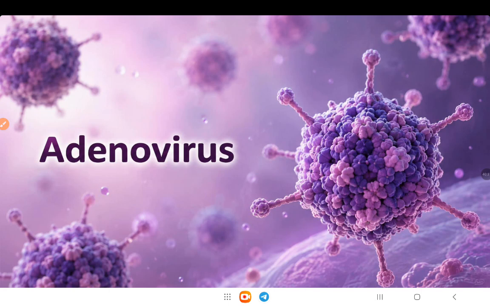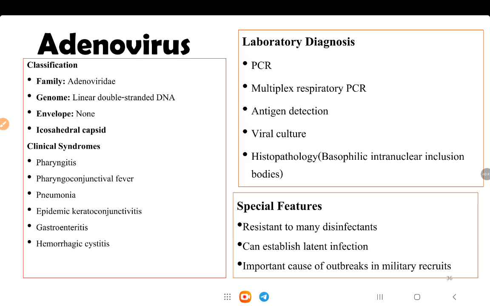The other virus we talk about is adenovirus. Adenovirus is also one of the respiratory viruses which cause infection. Adenovirus is different from most respiratory viruses. Why? Because it is a DNA virus and does not have an envelope. It can cause many diseases including pancreatitis, pneumonia, conjunctivitis, gastroenteritis, and hemorrhagic cystitis.